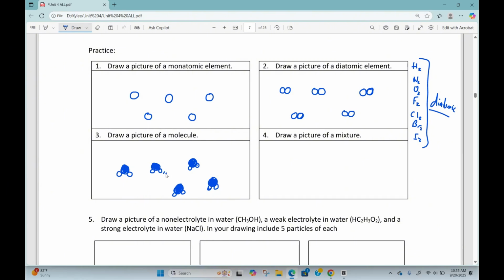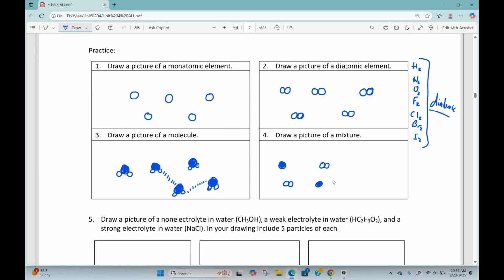The hydrogen of one is going to be attracted to the oxygen of another. And similarly, the hydrogen of this one is going to be attracted to the oxygen of that one. Next, they want us to draw a mixture, and this is where I just need to show 2 distinct substances. So maybe this is one substance, and then another substance would be something like that.